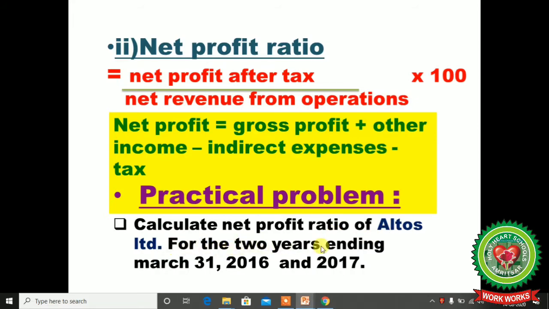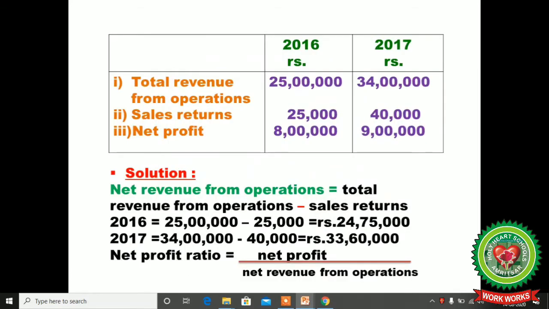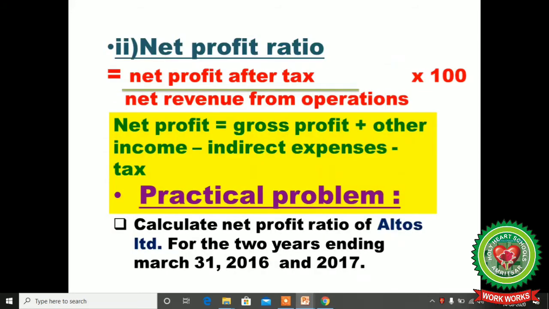Calculate the net profit ratio of Altos Limited for the 2 years ending 31st March 2016 and 17. So 2 years of data of Altos company, 2016 and 17. Total revenue from operation in 16 is 25 lakh, and in 17 it is 34 lakh. Sales return is 25,000 and 40,000 for the 2 years, and net profit is 8 lakh and 9 lakh. So here the question is to find out the net profit ratio.